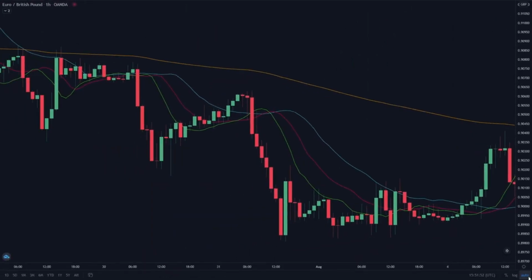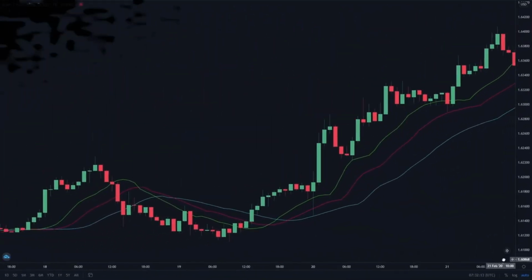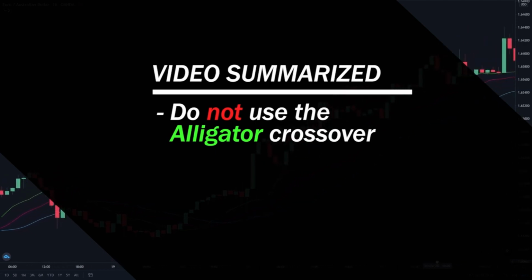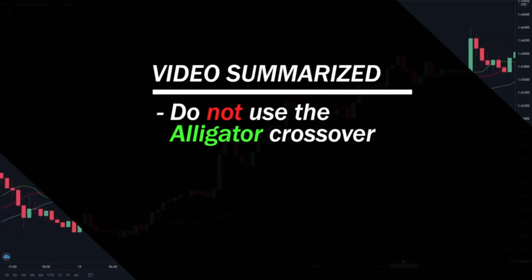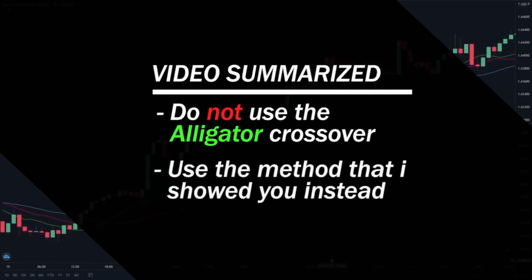So here, we see the lips are above the other lines and the price closes below the teeth. So you take a short position here. And our exit signal would be when the price hits the green line. So you'd close your position here for a good profit. So to summarize the video, do not use the alligator for the crossover strategy if you want to make money, because it's a very late signal. Instead, use the method that I just showed you.